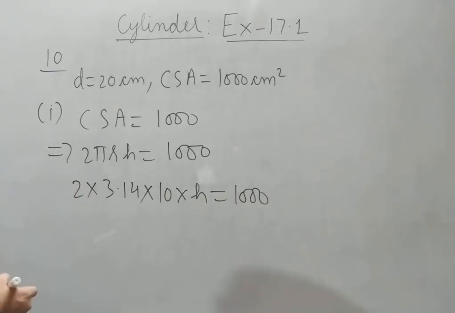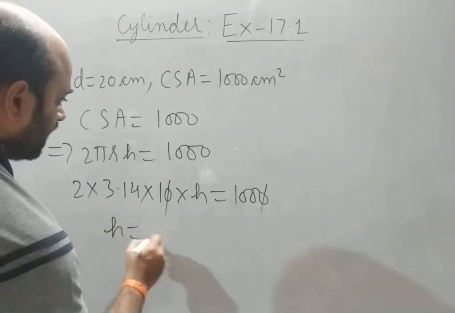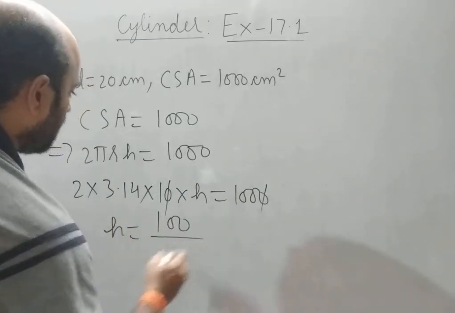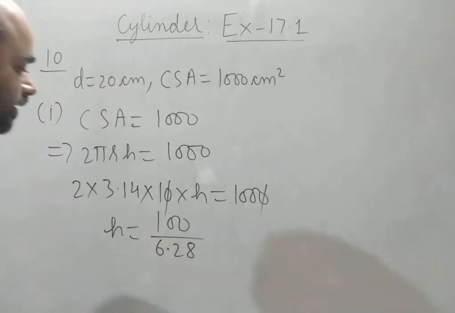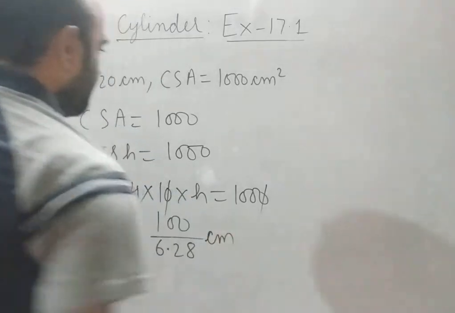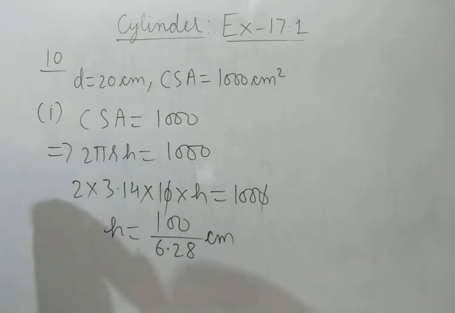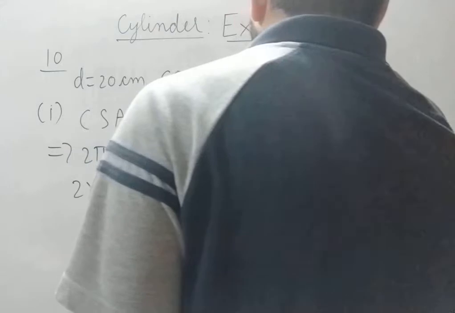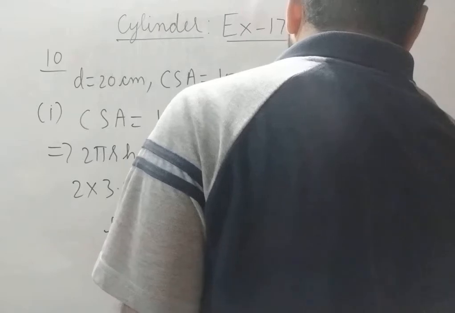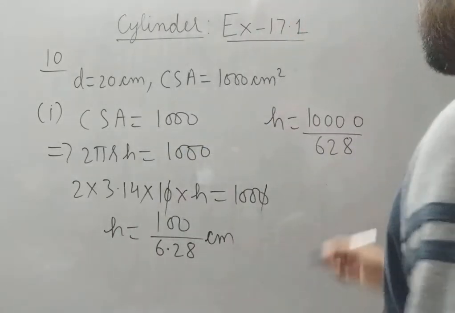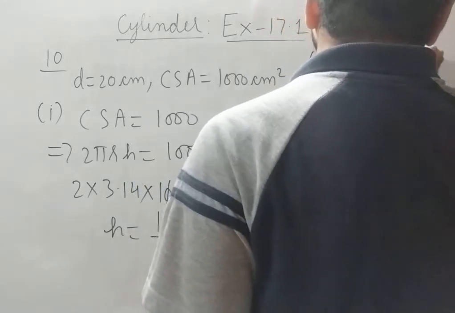So finally the answer will be h will be 100 upon 6.28 centimeter. Correct? 2 pi RH, 2 into 3.14 into 10 into h. So h will be finally 100 upon 628. So you can divide. What will come? Divide 1, 2, 3, 4 directly.